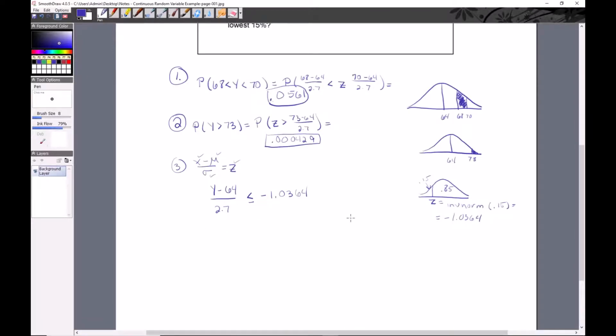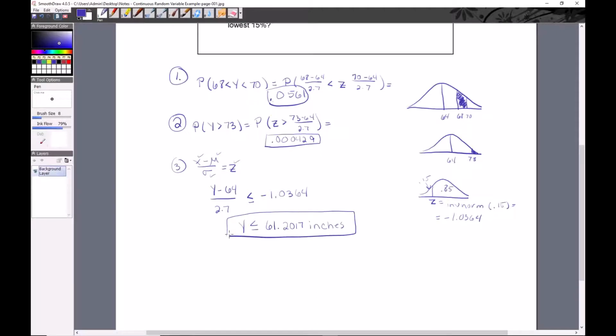Okay, so all I'm going to do here is multiply each side by 2.7 and then add 64, and I'm going to get y is less than or equal to 61.20172. There may be some difference between what you got and what I've got based on the rounding. But remember, this is a measurement for height, so it has to have units, so that'll be inches.